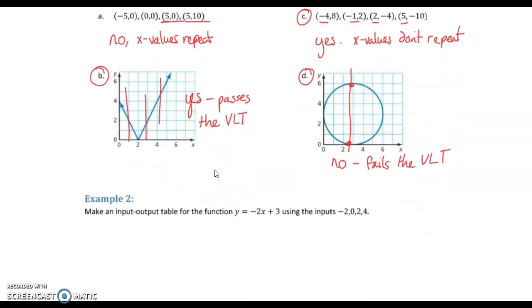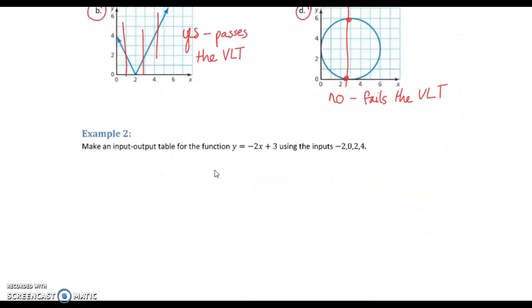Okay, and last but not least, example 2 says make an input-output table for the function. So using these specific inputs, your table can go across like this with x's and y's, or it can be vertical. It doesn't really matter. So your x's, they told us your inputs are -2, 0, 2, and 4.